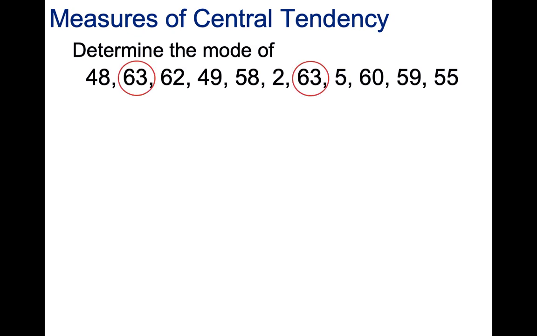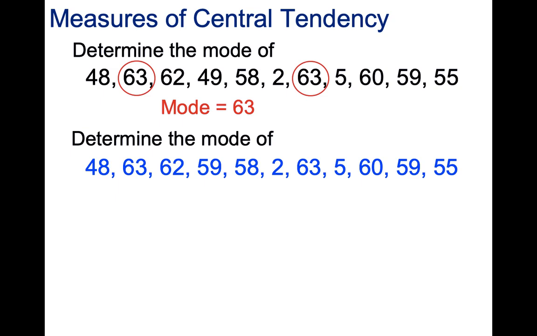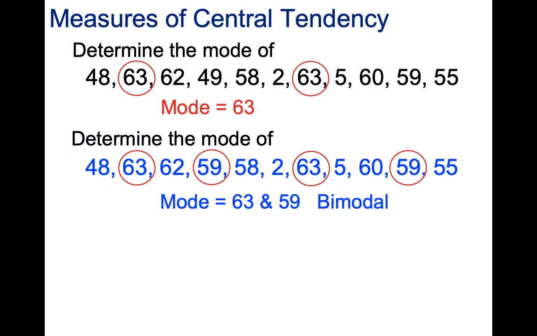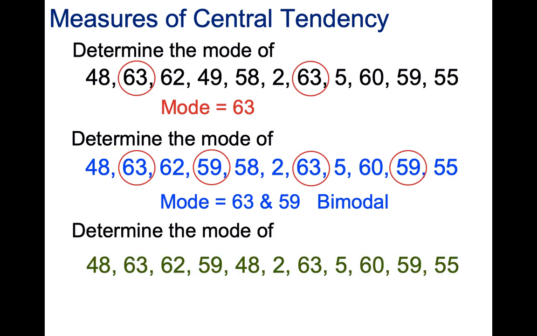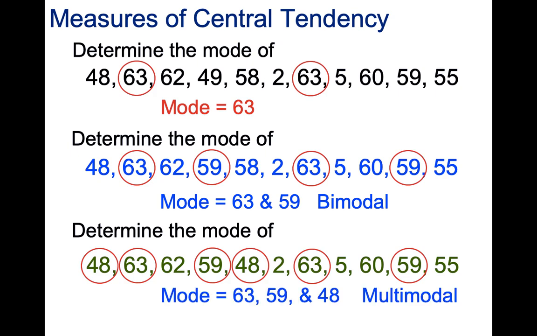So it's just looking for common values. We see 63 is duplicated, no other numbers are duplicated, so the mode is 63. Very simple. Now if we look at this data set, we could look to see if we have common values, and I'll give you a second there. And once again, this time we have 63, but we also have 59 as a common value as well. So this is a bimodal data set because we have 2 modes. And then if we look here, just looking for common values, we might see 63, we see 59, and we see 48. And so in this case, we have a multimodal data set because we have 3 different modes.